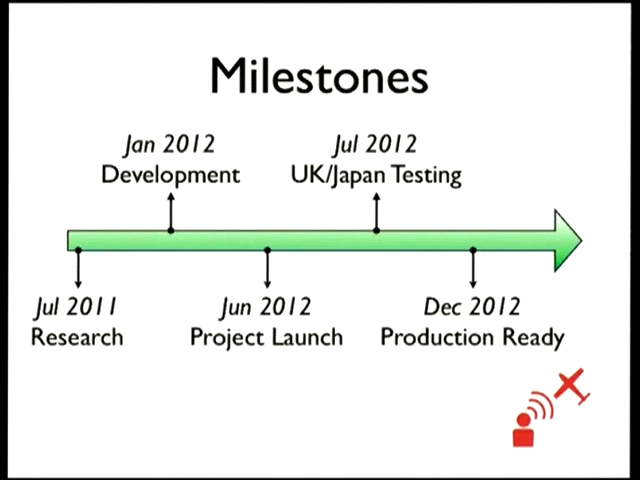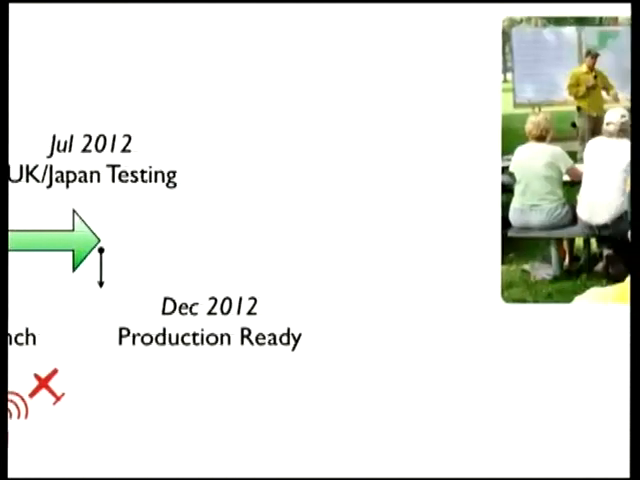Now, the reason our target is so aggressive is because the longer we don't have it ready, the more that we look at disasters, we see things happening, and we think we should be able to help solve that. But yeah, that's our target, December 2012. If we're ready then, awesome. If we're not, we'll keep trying. We want to get it right.